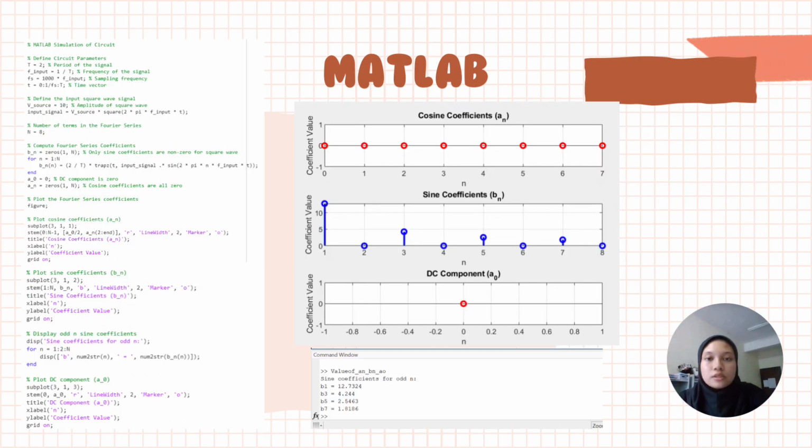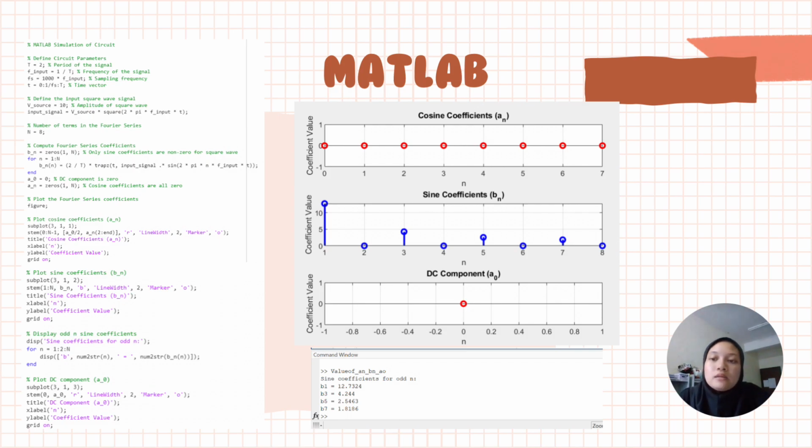Alright, moving on to the next simulation part, which is to find the value of An, Bn, and A0, and also to visualize the graph of An, Bn, and A0. So first thing first, we need to define the circuit parameters in order to find the values, and then define the input square wave signal, and state the number of terms in the Fourier series, which is 8, because we want the outcome to be in 4 values, and then compute the Fourier series coefficients.